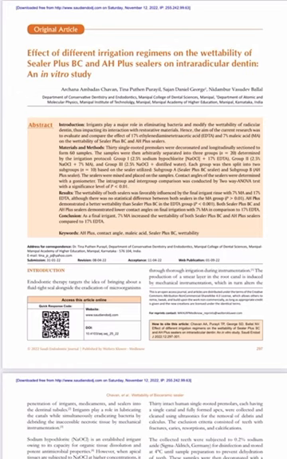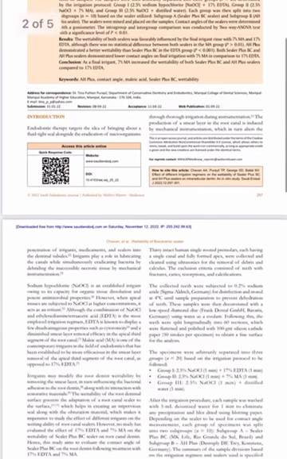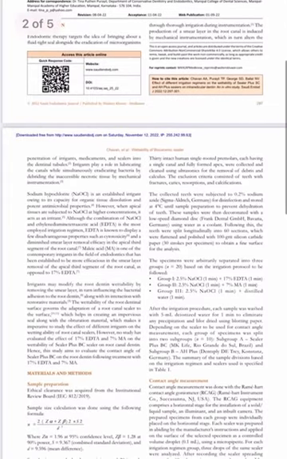The samples were then decoronated and divided into 3 groups according to the irrigation protocol. First group, 2.5% sodium hypochlorite for 1 minute, followed by 17% EDTA for 1 minute. Second group, 2.5% sodium hypochlorite for 1 minute, followed by 7% maleic acid for 1 minute. And the third group, 2.5% sodium hypochlorite for 1 minute, followed by distilled water for 1 minute.